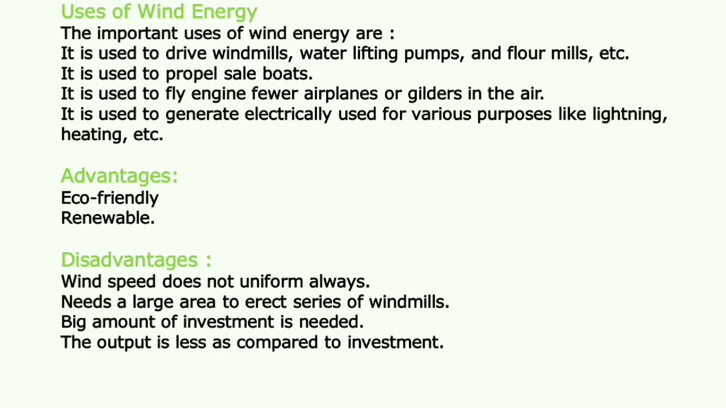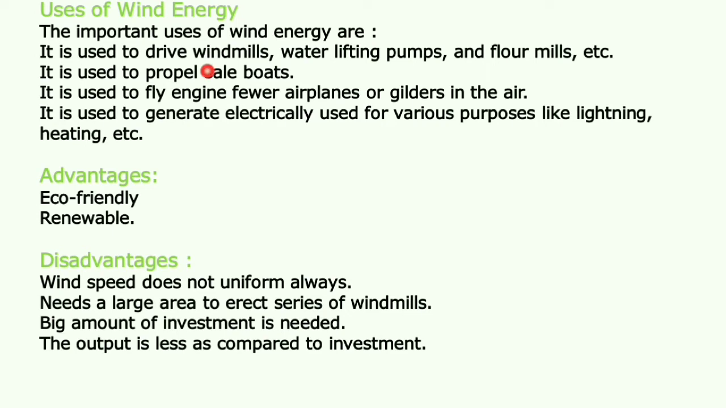What are the uses of wind energy? The important uses of wind energy are as follows. It is used to drive windmills, water lifting pumps and flour mills. It is used to propel sailboats. It is used to fly engine-fueled airplanes or gliders in the air. It is used to generate electricity, which is used for various purposes like lighting or heating.